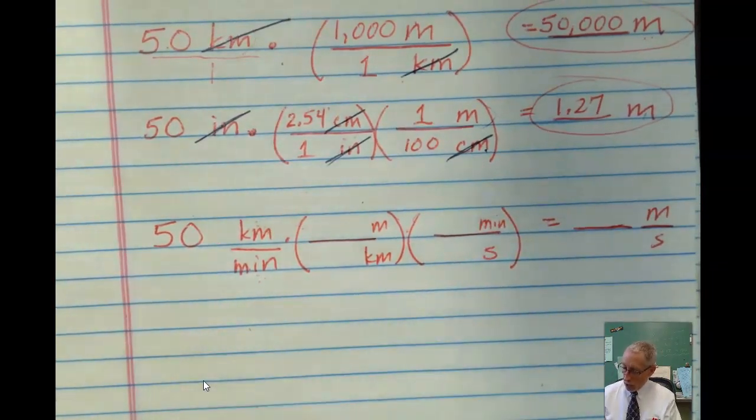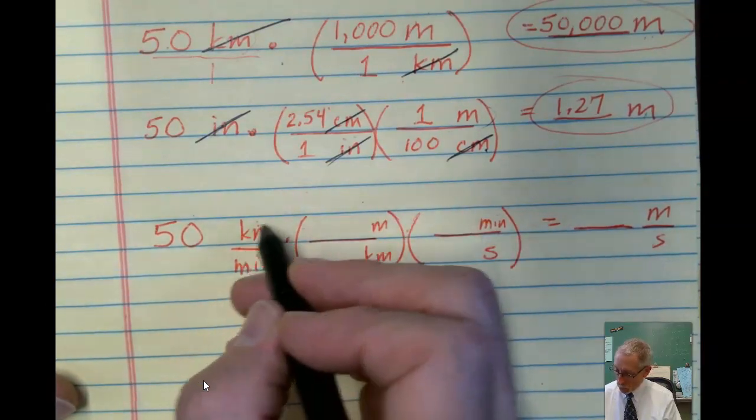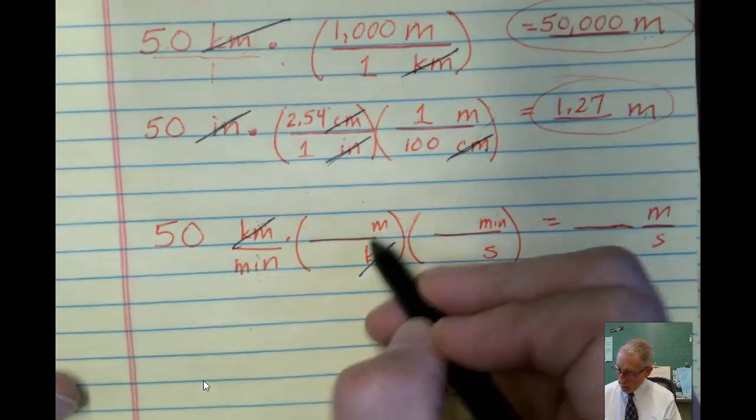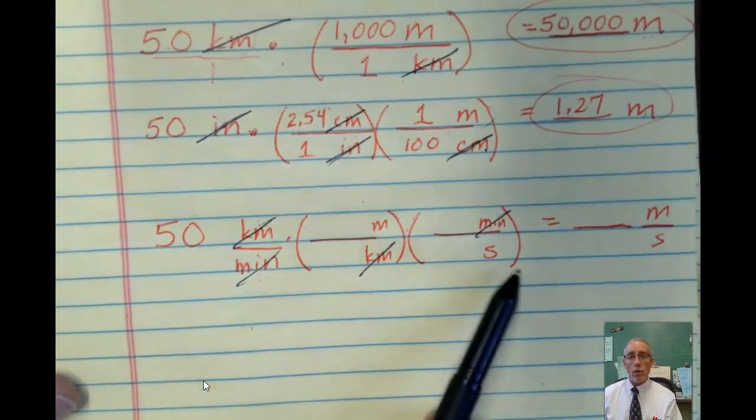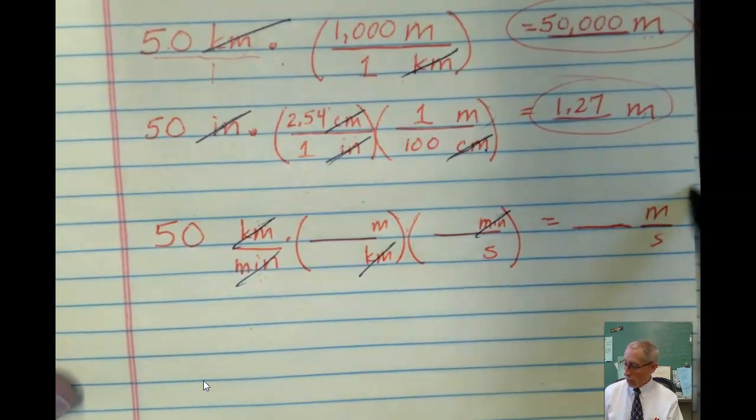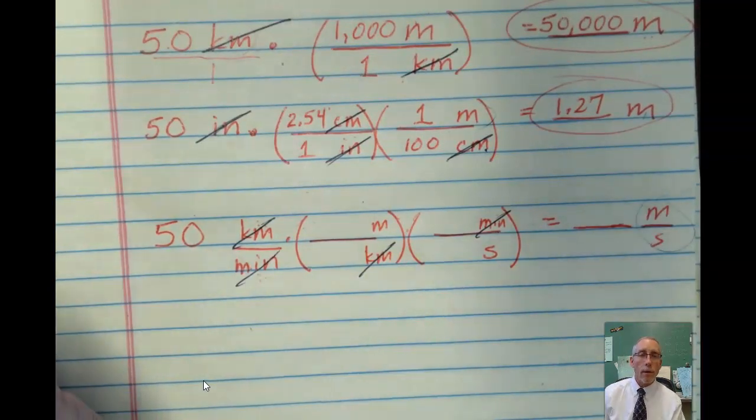And then again, just canceling. I'm doing it visually so you can see this canceling. Minutes and minutes. Now look what's left. Meters hasn't been canceled and seconds on the bottom hasn't been canceled. That's how we're going to get meters per second.